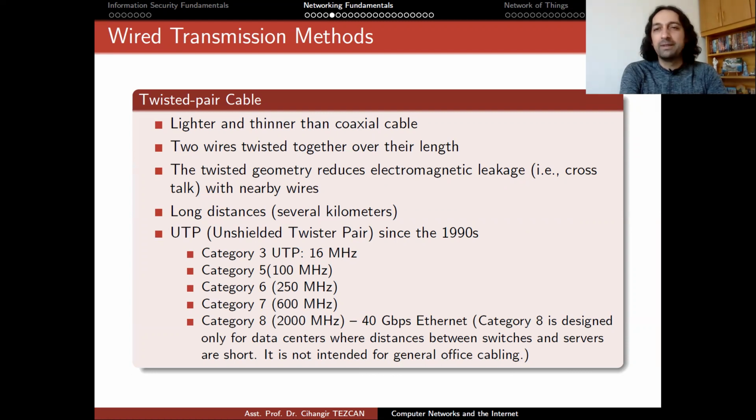provides you somewhat better connectivity. And category 8 allows you up to 40 gigabits per second, but this is designed only for data centers, where distances between switches and servers are short, generally just a few meters. It is not intended for general office cabling, and it would also not be cheap to cover the whole building with that.